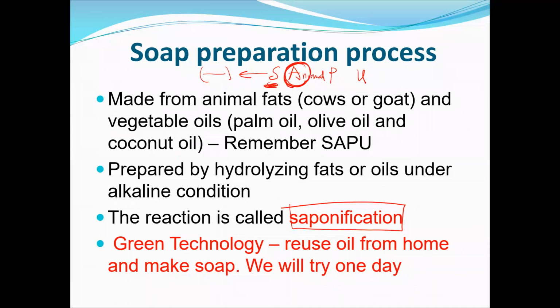That's why you remember SAPU. So cow, goat, all these are animal fats. All animal fats are saturated. Now, P is for plants. All plants, sunflower oil, name any oil, they are all unsaturated. Unsaturated, single bond or double bond? Double bond. Excellent, double bond.